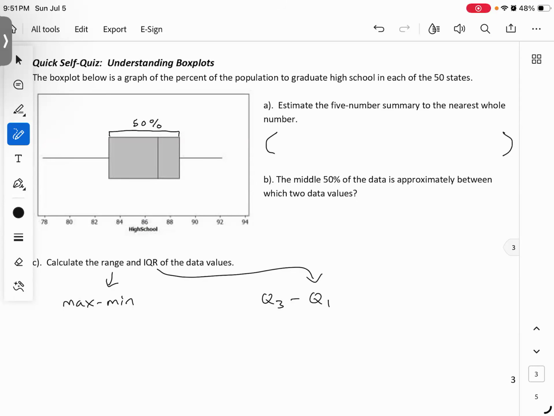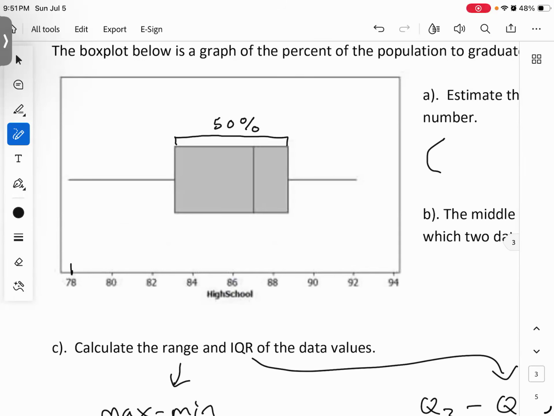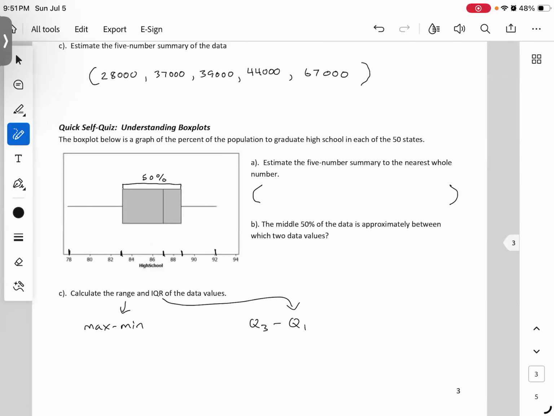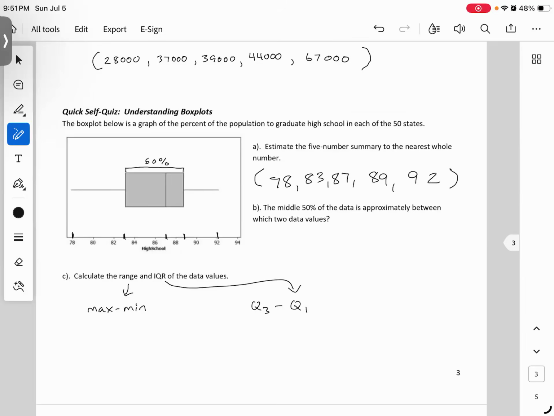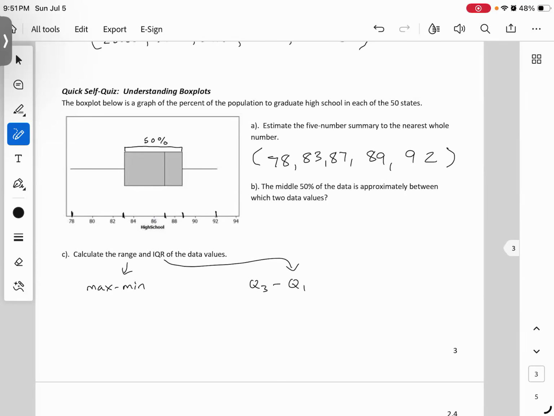Okay, so for this, it should have been 78, maybe like 83, 87, 89, no decimals needed, and 92. So 78 for the min, 83 for the Q1, 87 for the median, 89, and 92. And so with those, that should match with our answer for part B. 83 and 89 would be where the middle 50% starts and stops.